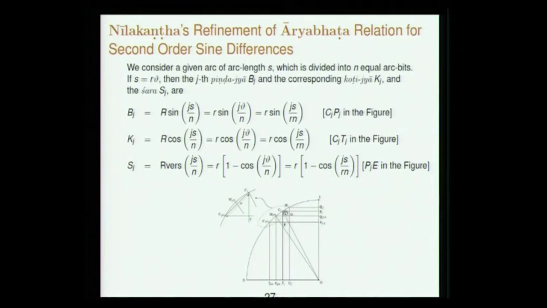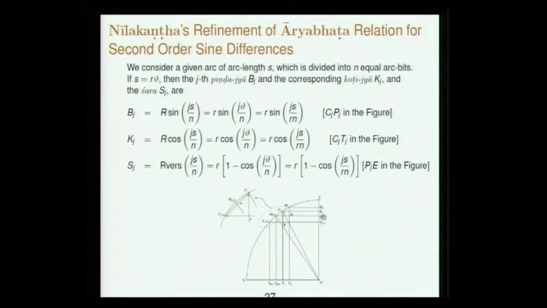So C_j C_j+1 is the jth arc bit when you are dividing the given arc into n arc bits. Each of them is of equal length. You think of a midpoint for that. You think of the midpoint of the previous one. So b_j is the bhuja here, this is the koti k_j, and this will be the shara.